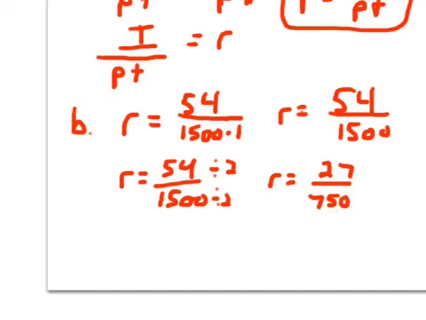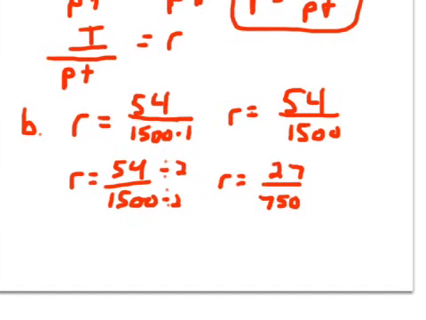Okay, well, 3 goes into both of those. So now I could divide the top and the bottom by 3. And I know that 27 divided by 3 is 9. And 750 divided by 3 is 250. Well, the only thing that goes into 9 is 3, and that doesn't go into 250. So I'm done. My rate is 9 over 250.